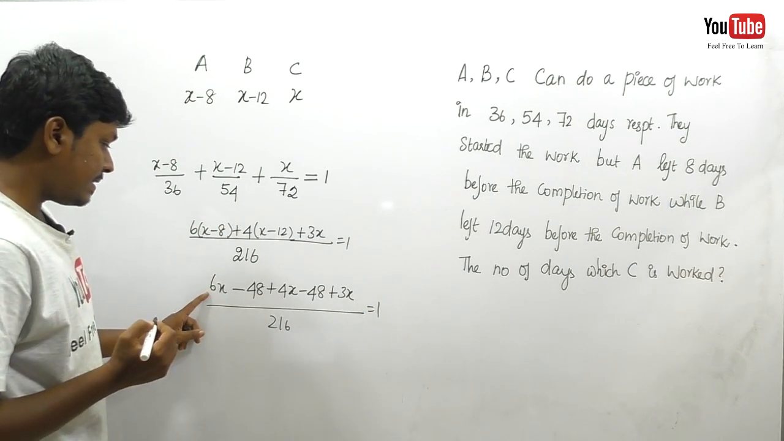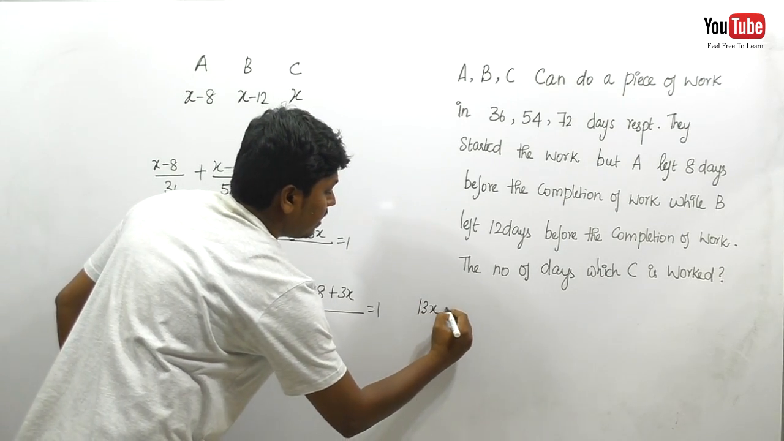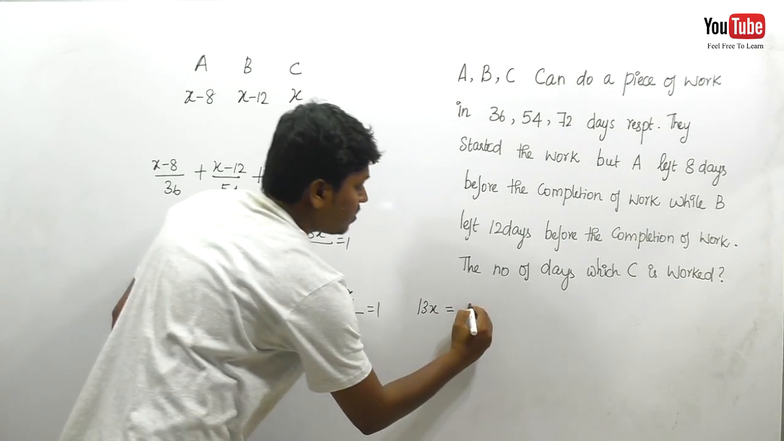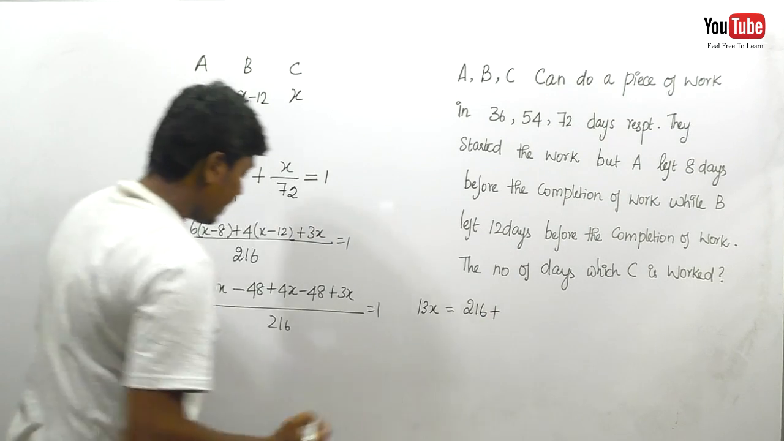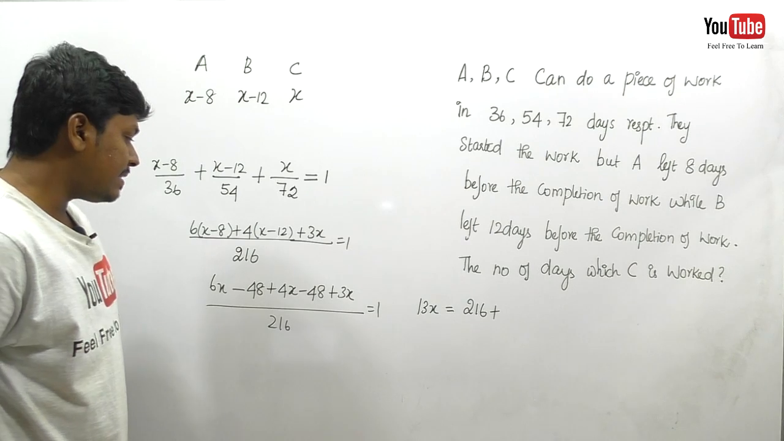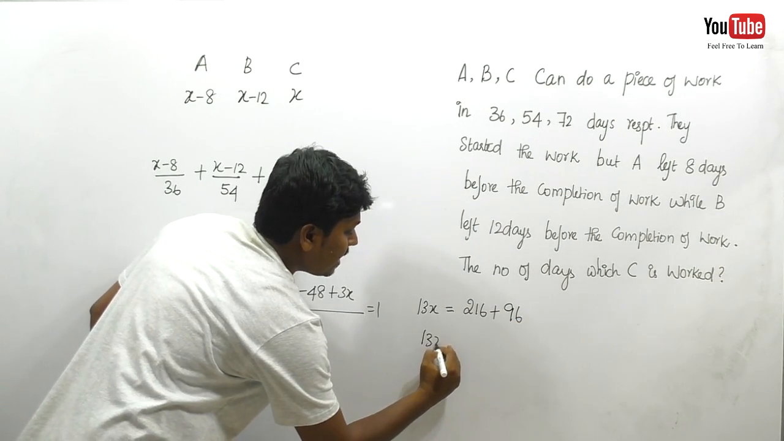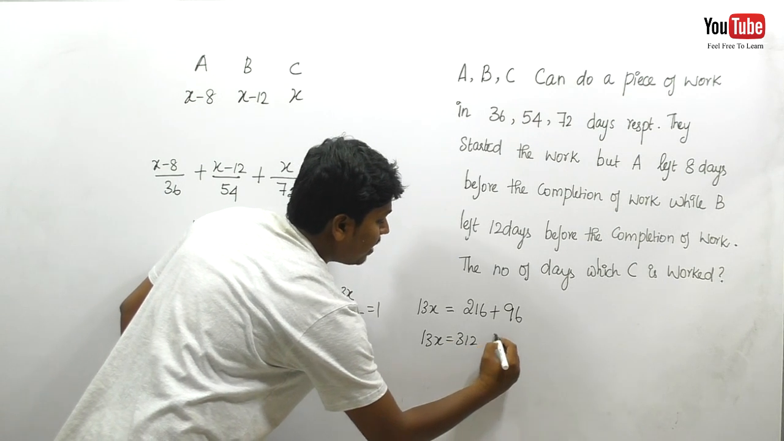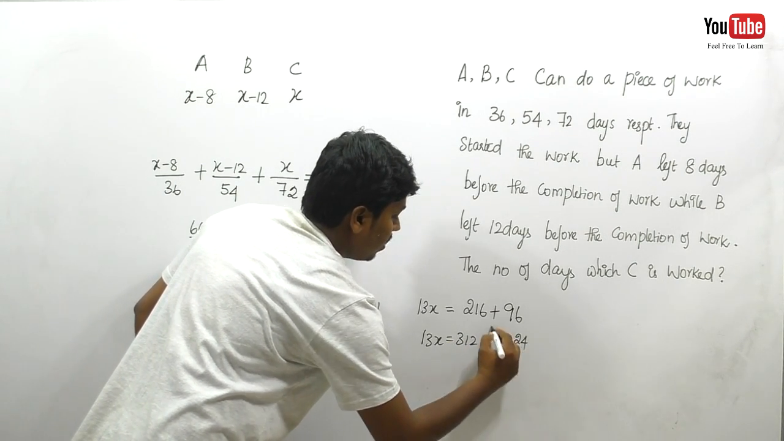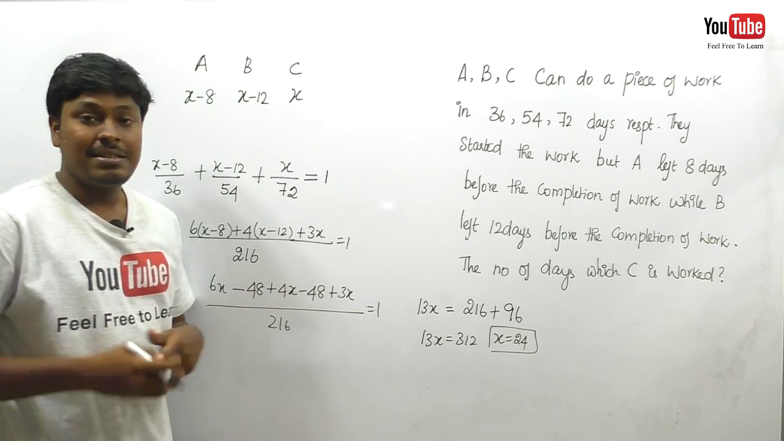So 6X and 4X make 10X, then here it is 13X. So 13X equals 216 plus, friends, 48 and 48, which is 96. So we can say that 13X is equal to 312. So X is equal to 24. So finally we can say that the work done by C, the answer, is 24.